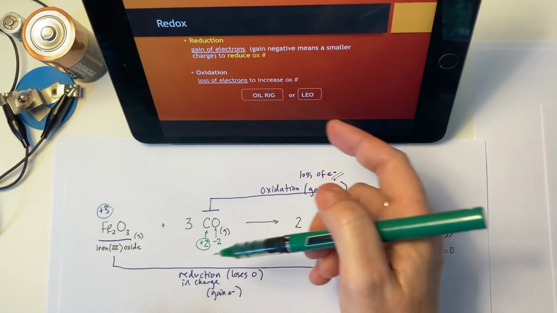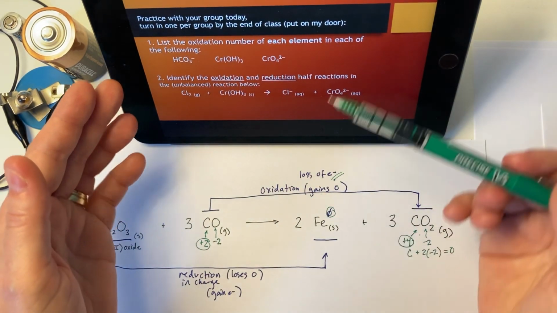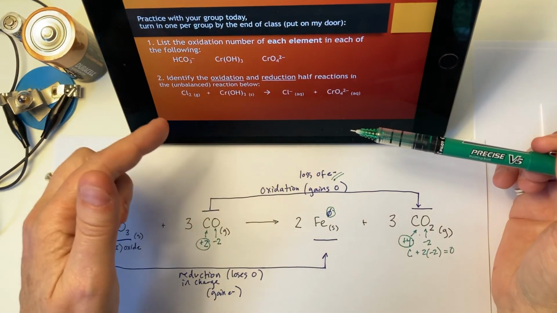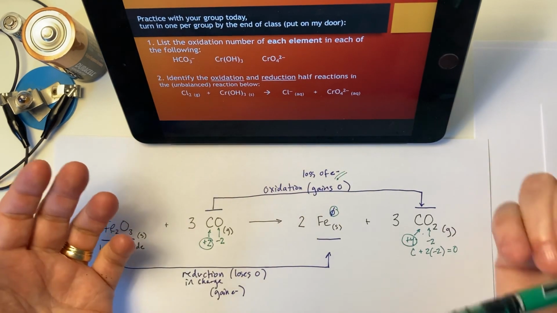So with your group, it would be good to practice these things. So right now you can pause the video and you can try these 2 quick questions and talk about it with the group. And you want to turn that in by the end of class. Otherwise, this is the end of the video.